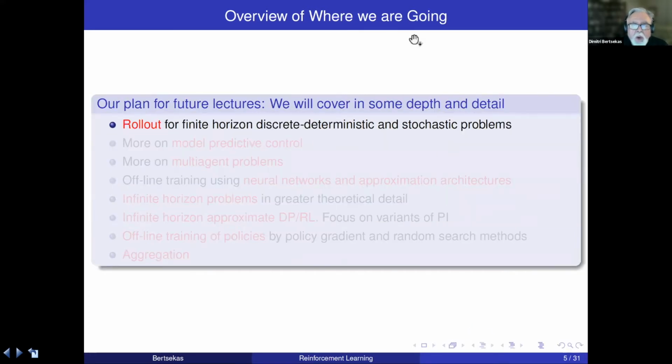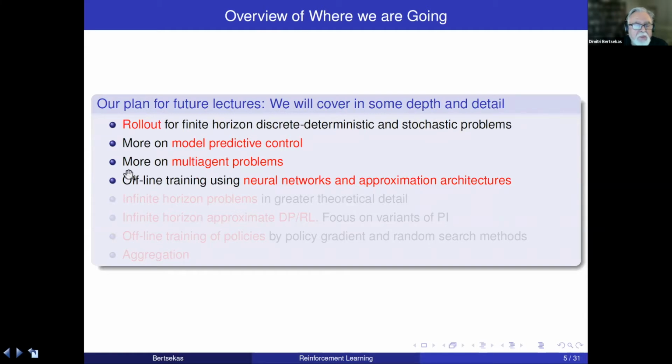Now, we are going to cover in more depth and detail some parts of this picture. And these are rollout that we have discussed in some detail so far. Rollout and its various variations for finite horizon, discrete deterministic, and stochastic problems. Then we're going to say a few more things about model predictive control. We're going to say a few more things about multi-agent problems.